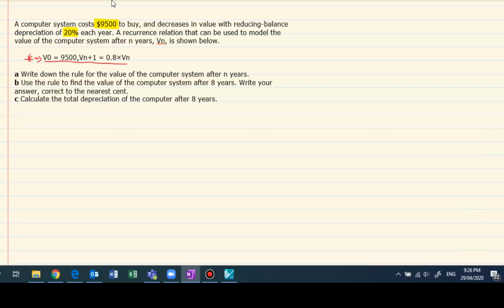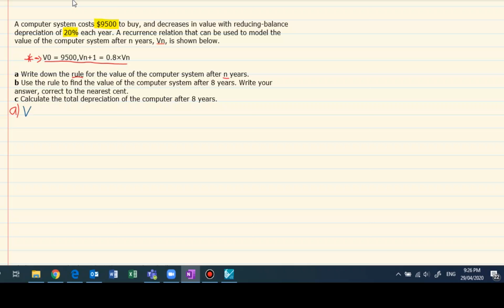Now, it wants us firstly, though, it's almost pointless part of the question, so almost ignore that it's there. You know that it's $9,500, you know that it reduces by 20% each year, and the first thing we want to do is to write down a rule for the value of the computer system after n years. This could be after 100 years. The computer might be worth nothing, but we want to be able to calculate at the end of the day what it's worth after that time frame. So we're going to remember the rule, or the makeup of the rule.